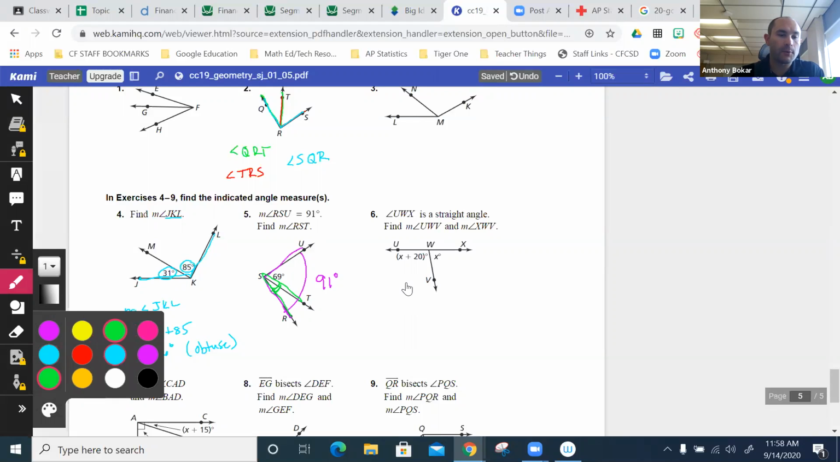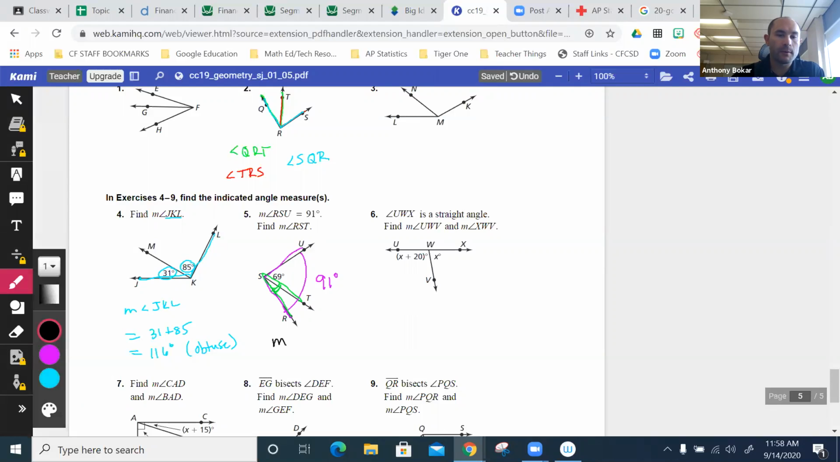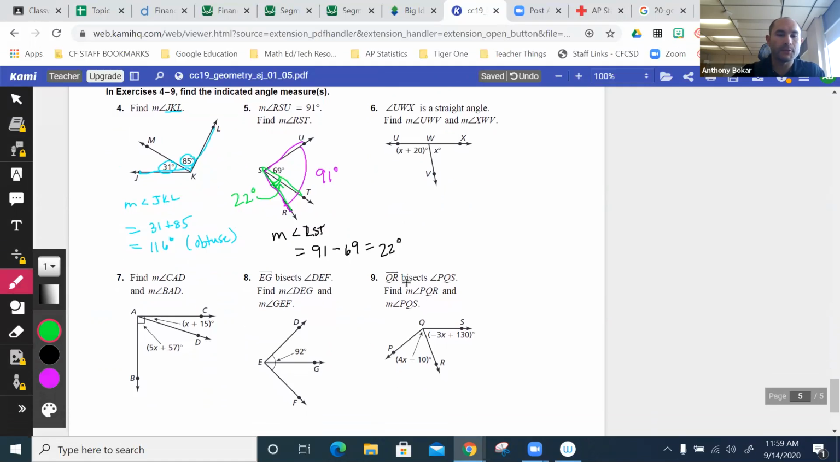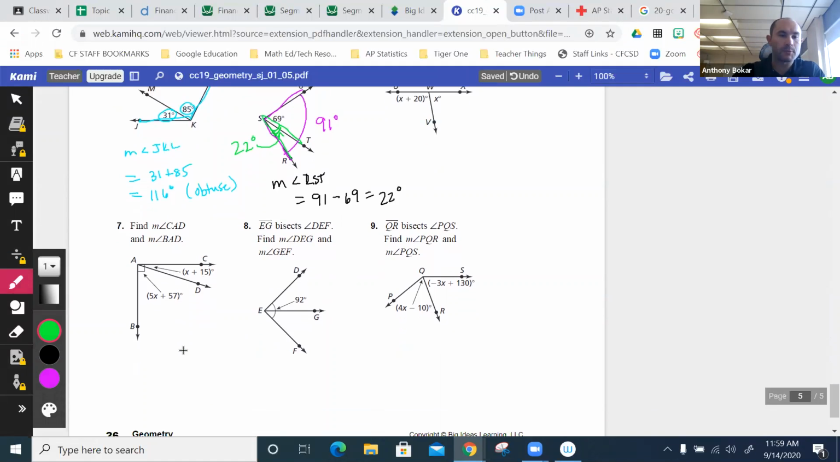So to find the measure of angle RST in green right here, that is going to be 91 minus 69, which is 22 degrees. So that angle in green should be 22 degrees by subtraction, okay? And then we'll do a little algebra down here. Okay, let's try this little algebra problem, number 7, and then we'll do 2 more problems and hit the road.